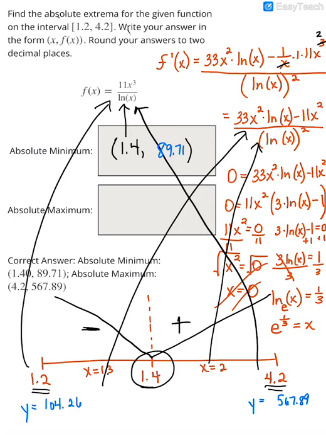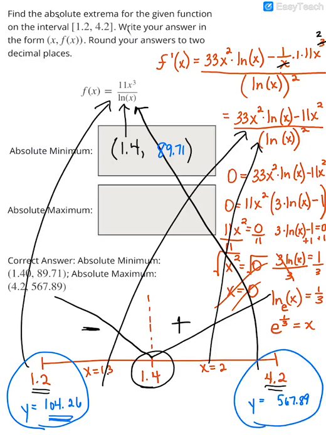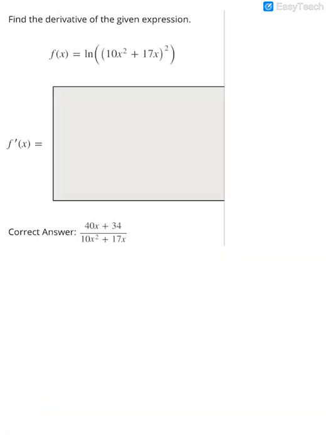Okay, so now that I plugged those in, when I plugged in the 1.4, my y value was 89.71. Down here, when I plugged in the 1.2, I had a y value of 104.26. When I plugged in 4.2, my y value was 567. So my absolute maximum is going to occur at the endpoint 4.2 because it had the larger y value, which was 567.89.